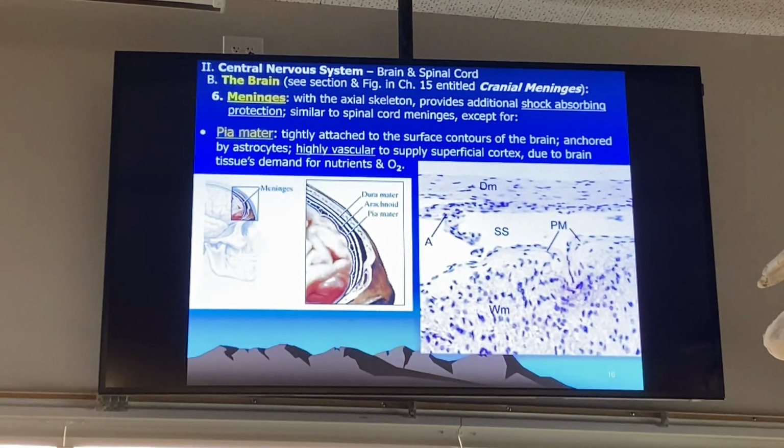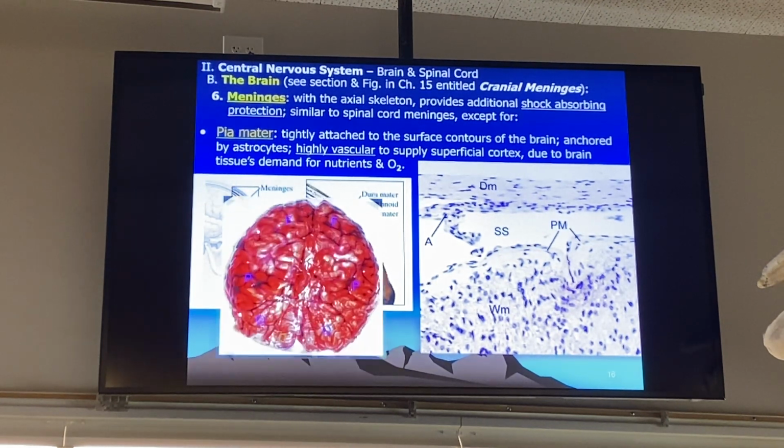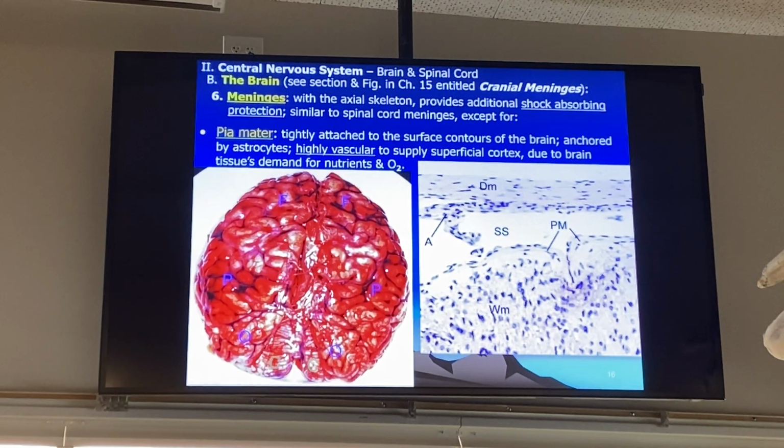Okay. The pia mater is actually attached to the surface of the brain. Now, when we saw it on the sheep brain, you could see that layer that you could peel off. What you didn't see is that layer was loaded with capillaries. And in a living brain, when you expose pia mater, the brain looks beet red because it's covered in blood from the pia mater. Underlined: highly vascular.